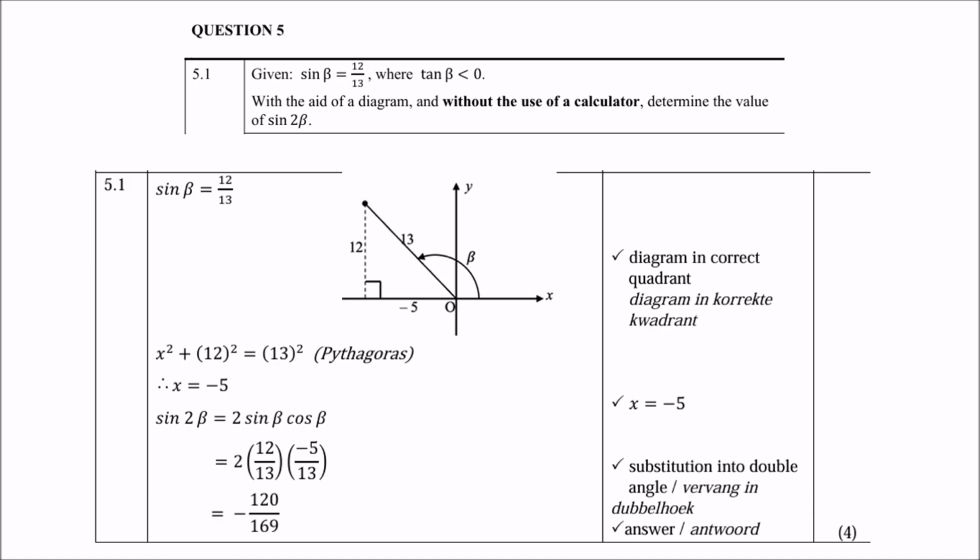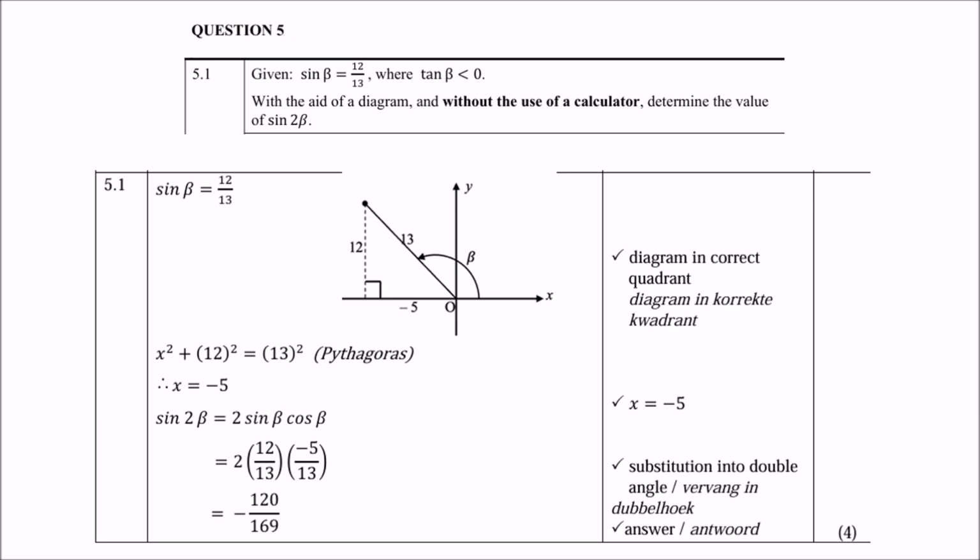Now we can answer the question. The sine of 2 beta. Now what is 2 beta? It is a double angle. So you need to go and check your identity on double angles. Sine of 2 beta is 2 sine beta cos beta. So sine beta from the drawing is 12 over 13. Cos beta from the drawing is negative 5 over 13. Then, of course, multiply the numerators, multiply the denominators. Of course, you can use a calculator here. Just be careful, do not have any decimal values. So, therefore, the answer is negative 120 over 169.